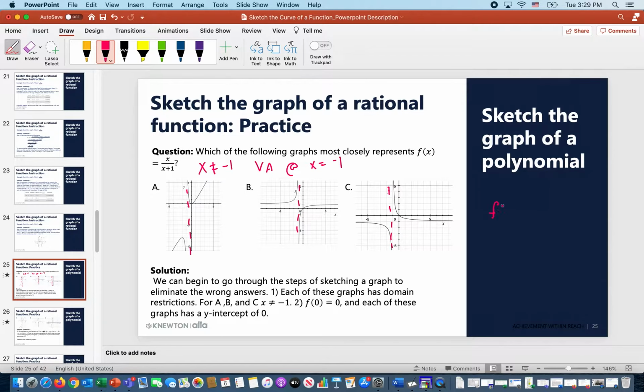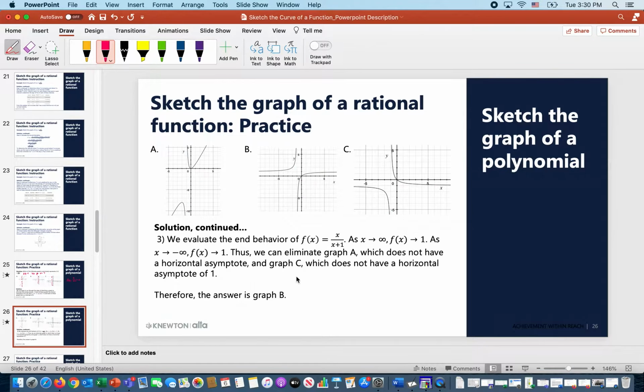Okay, so if I plug in 0 for x, I'm trying to find the y-intercept. And I get 0 over 0 plus 1, or 0. So C, B, and A are all possible answers. Again, I've not been able to eliminate any choices just yet.